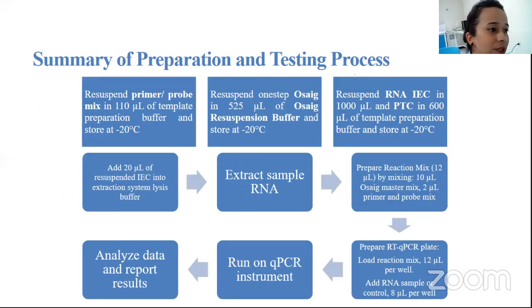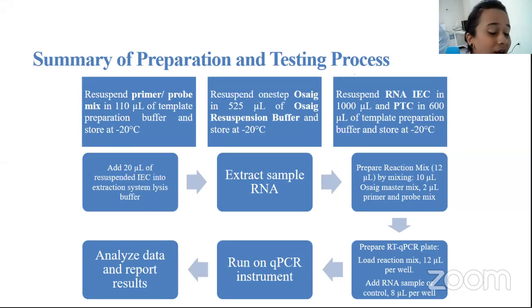So now let me summarize the whole procedure which I discussed today. First, with the kit, you have to resuspend a few of the components, including the primer probe mix. You have to resuspend it in template preparation buffer and store at -20 until further use. Resuspend the one-step master mix with 525 microliters of resuspension buffer and store at -20 degrees centigrade before using. Also resuspend RNA IEC, that is the internal extraction control, with 1000 microliters and PTC in 600 microliters of template preparation buffer and store at -20 degrees centigrade.